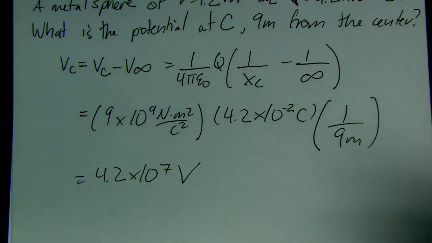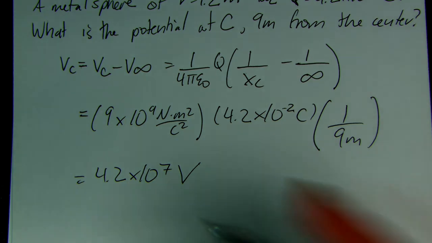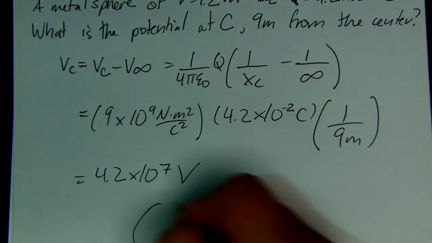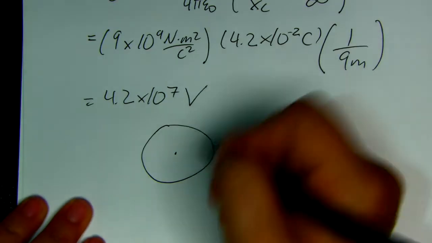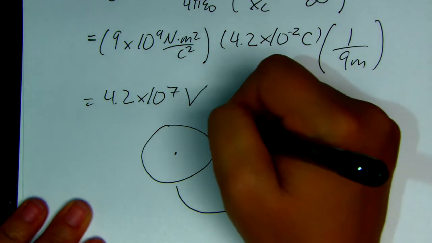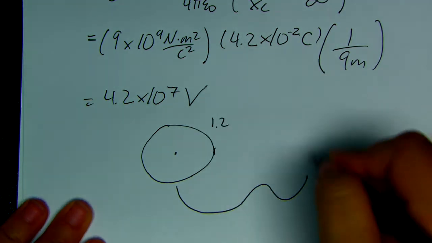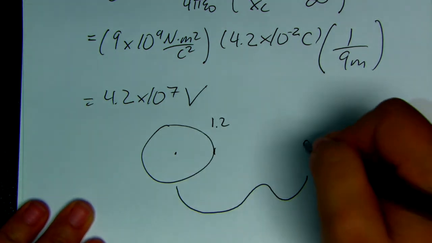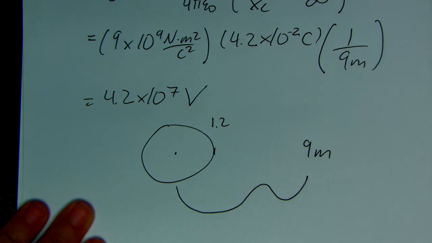And remember that whenever you have a sphere, your R is always from the center. So this may be 1.2, but this is that 9 meter mark.